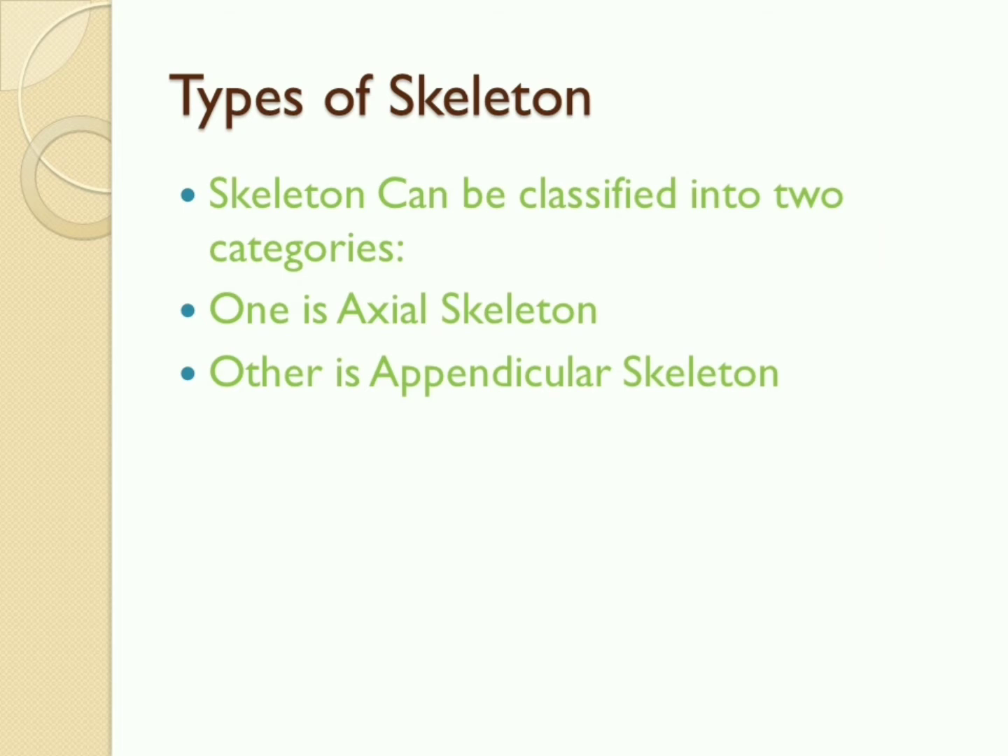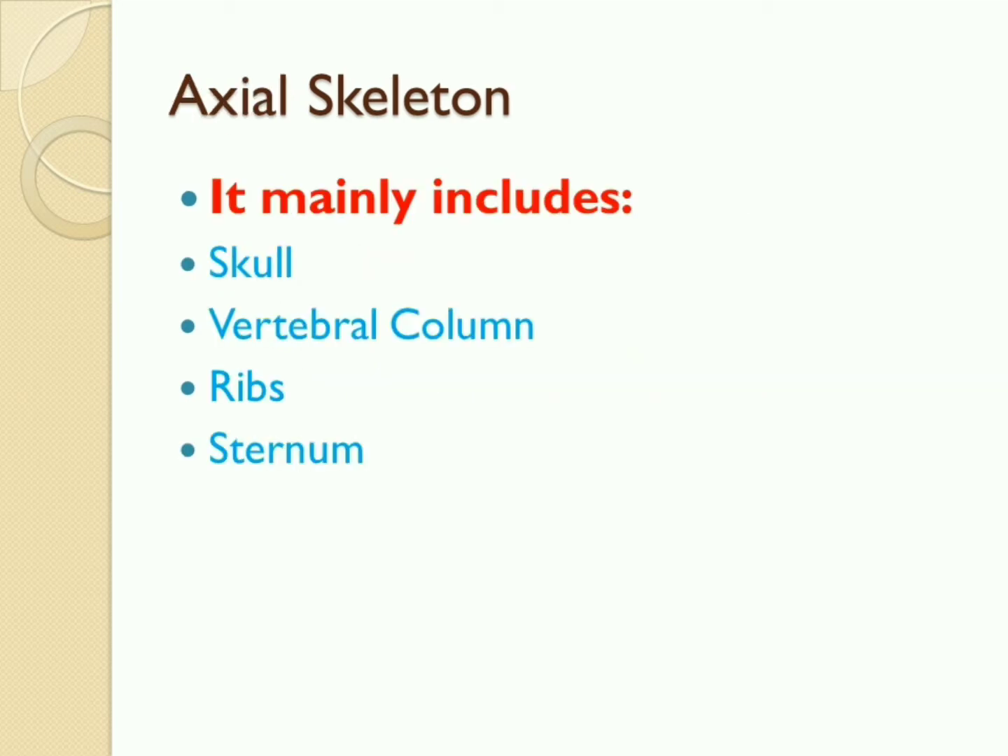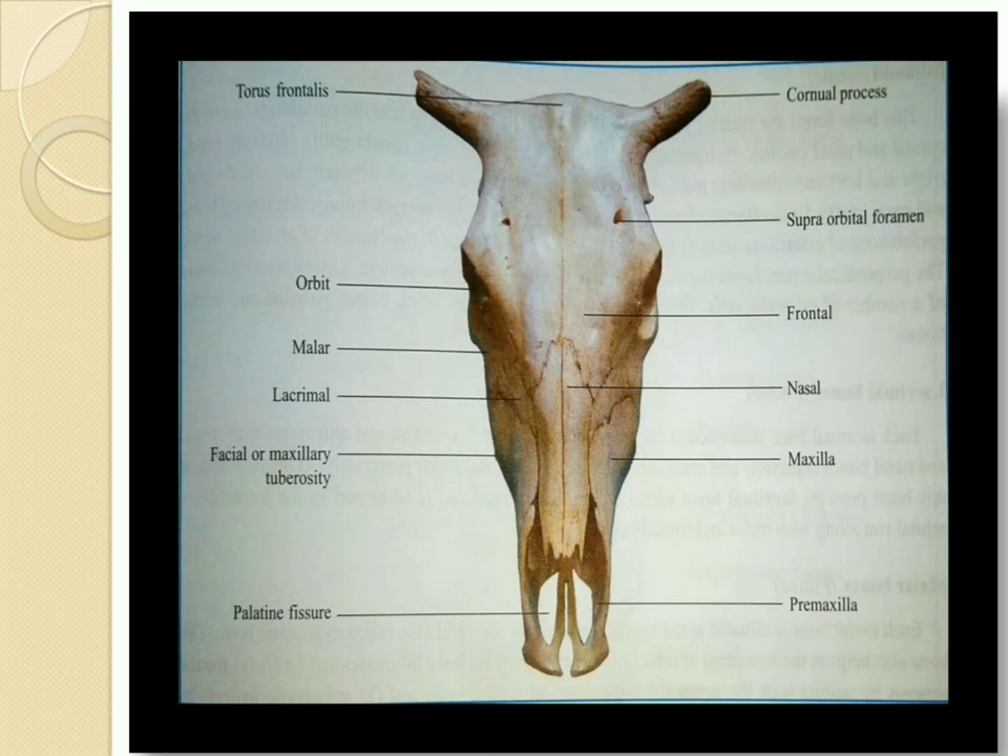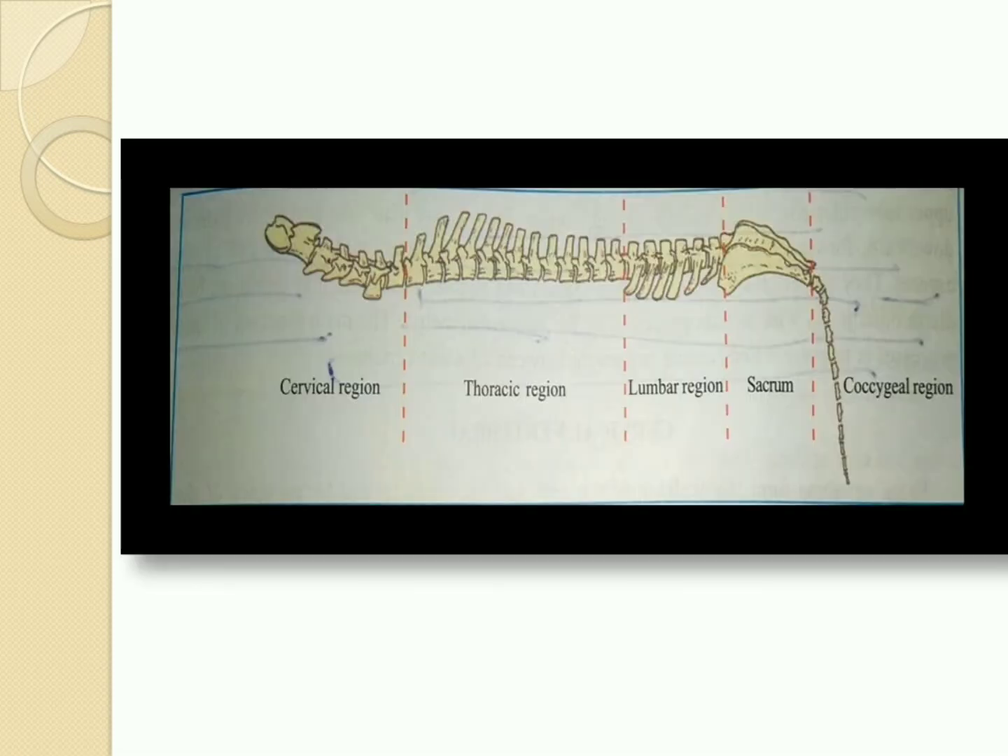Now, the types of skeleton. Skeleton can be classified into two categories. One is axial skeleton and the other is appendicular skeleton. Now, the axial skeleton mainly includes skull, vertebral column, ribs, and the sternum. Now, you can see this is the picture of skull, which is part of the axial skeleton.